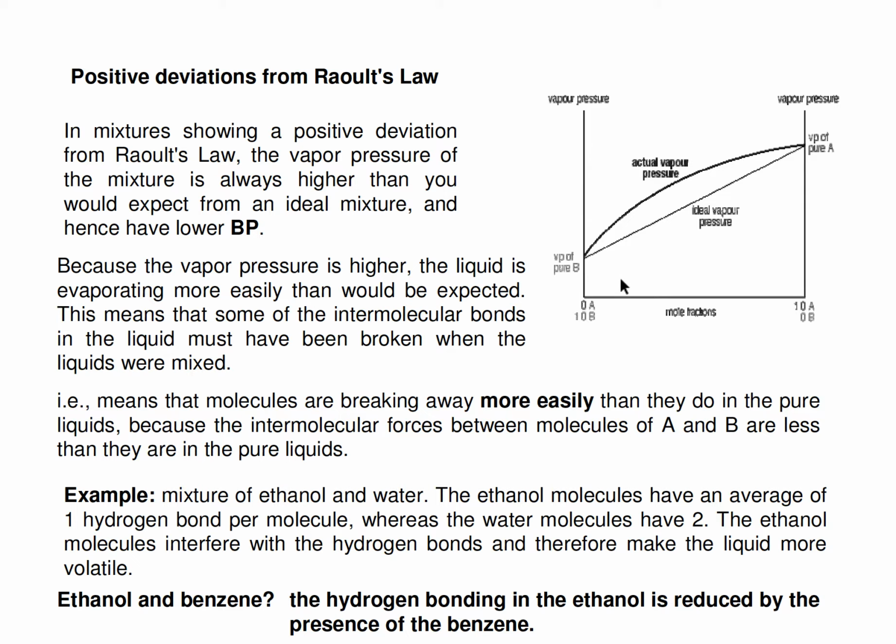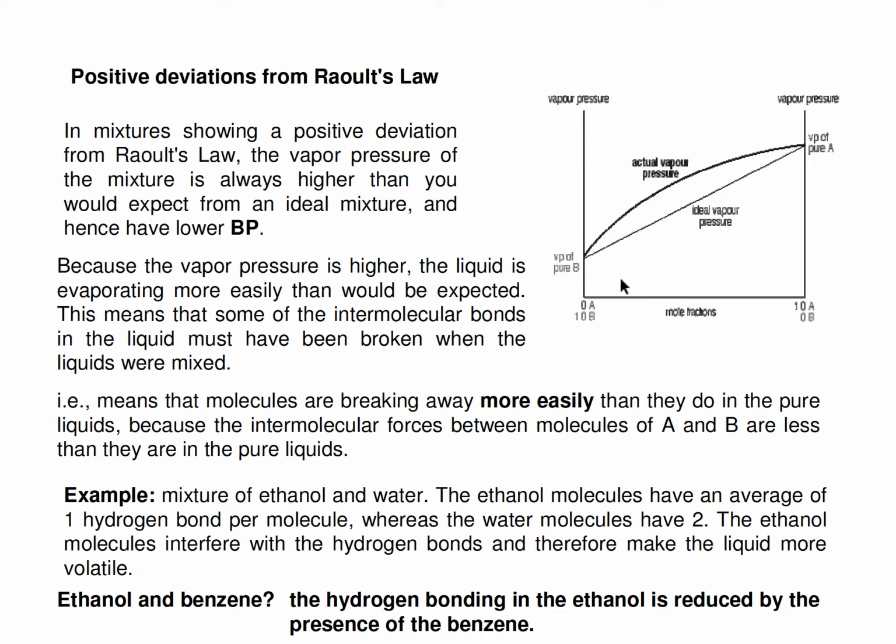Okay, next one is a positive deviation from Raoult's law. In mixtures showing a positive deviation from Raoult's law, the vapor pressure of the mixture is always higher than you would expect from an ideal mixture, and hence has a lower boiling point. Because the vapor pressure is higher, the liquid is evaporating more easily than would be expected.